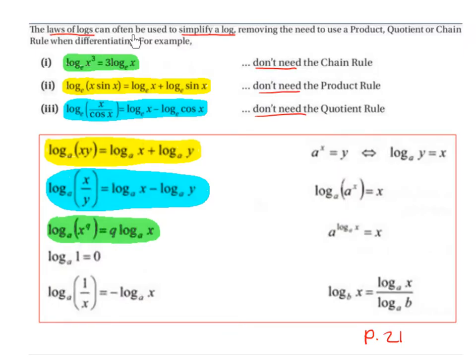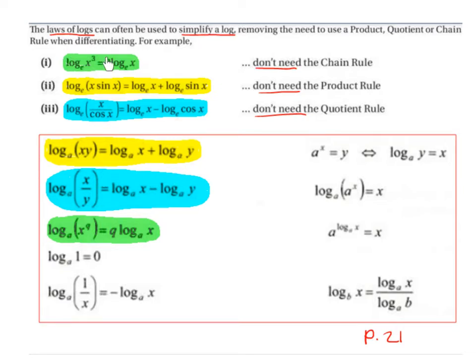The laws of logs can be used to simplify a log, removing the need for a product, quotient, or chain rule when differentiating. So for example, if we have log base e of x to the power of 3, we can rewrite that as 3 log base e x, using our third law of logs, from page 21. If we have log base e of x sine x, we can rewrite that as log base e x plus log base e sine x. So this is our first law from page 21. And if we have log base e of x over cos x, we can rewrite that as log base e x minus log base e cos x. So that's our second law on page 21.